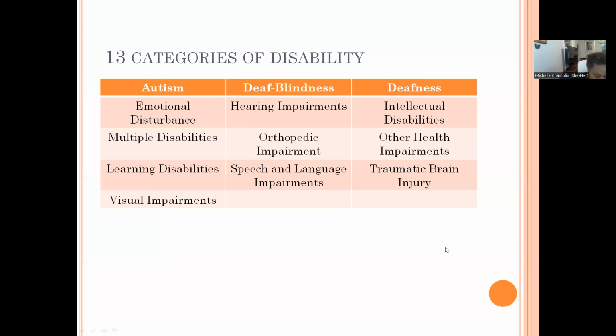This is an acquired injury to the brain due to external force resulting in a total or partial disability, psychosocial impairment, or both, which negatively affects educational performance. And it does not apply to congenital or degenerative injuries or to brain injuries acquired during birth. 12.